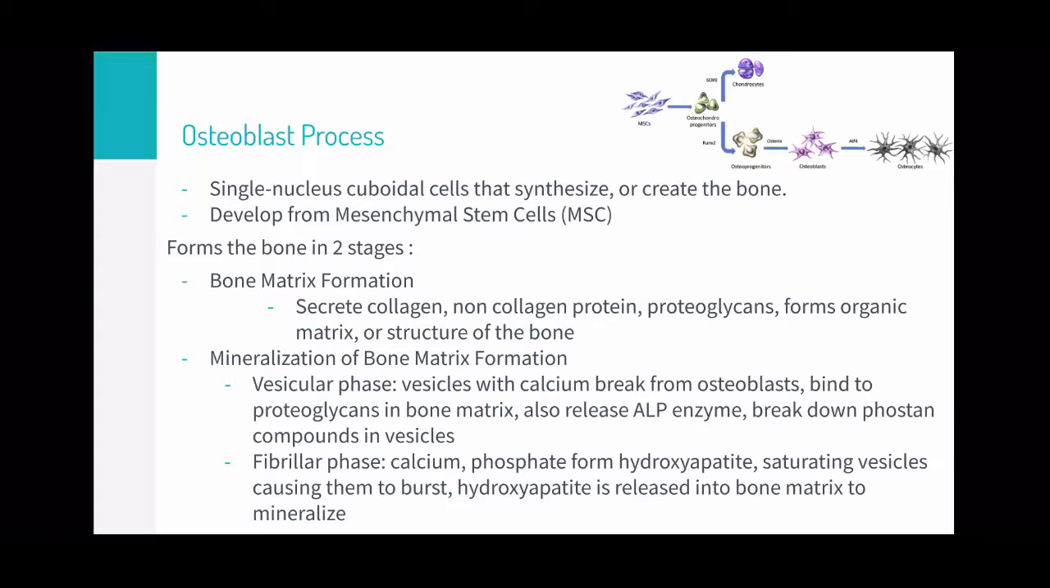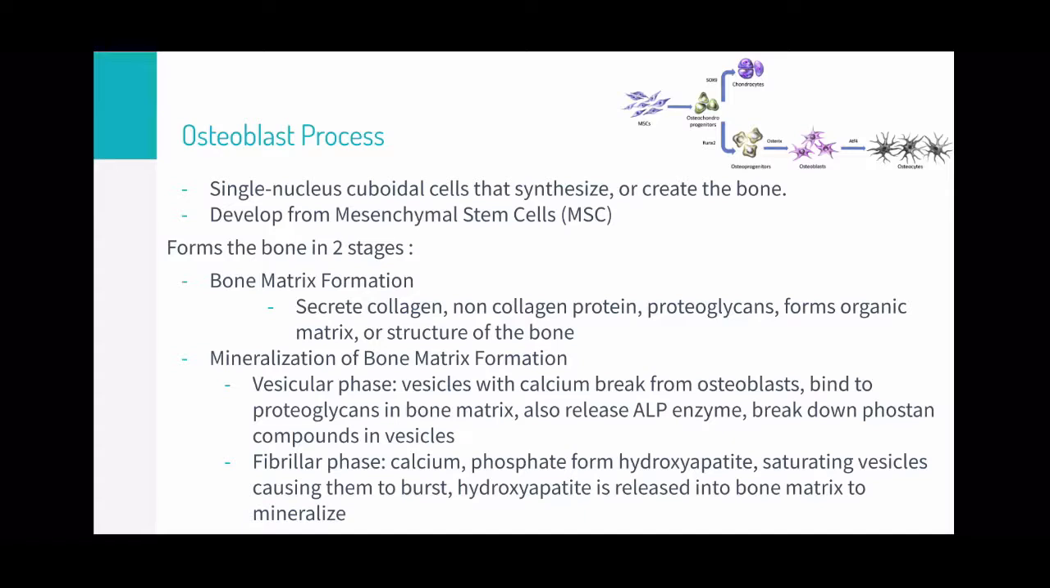In bone remodeling, there are two cells that play a very major role. One of the cells is an osteoblast. The osteoblast is a single nucleus cuboidal cell that is given the role of synthesizing and creating the bone. This is done after the osteoclast is done dissolving and absorbing the bone. Osteoblasts also develop from mesenchymal stem cells, also known as MSCs. MSCs are multipotent stem cells found in bone marrow and are important for making and repairing skeletal tissues.